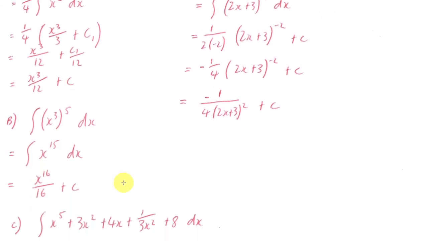B. We've got the antiderivative of x cubed to the power of 5 with respect to x. Using our index laws, we know that this will become x to the power of 15. And now working out the antiderivative, the power goes up by 1, so it becomes a 16, and we divide by the new power, and we add an unknown constant c to it.